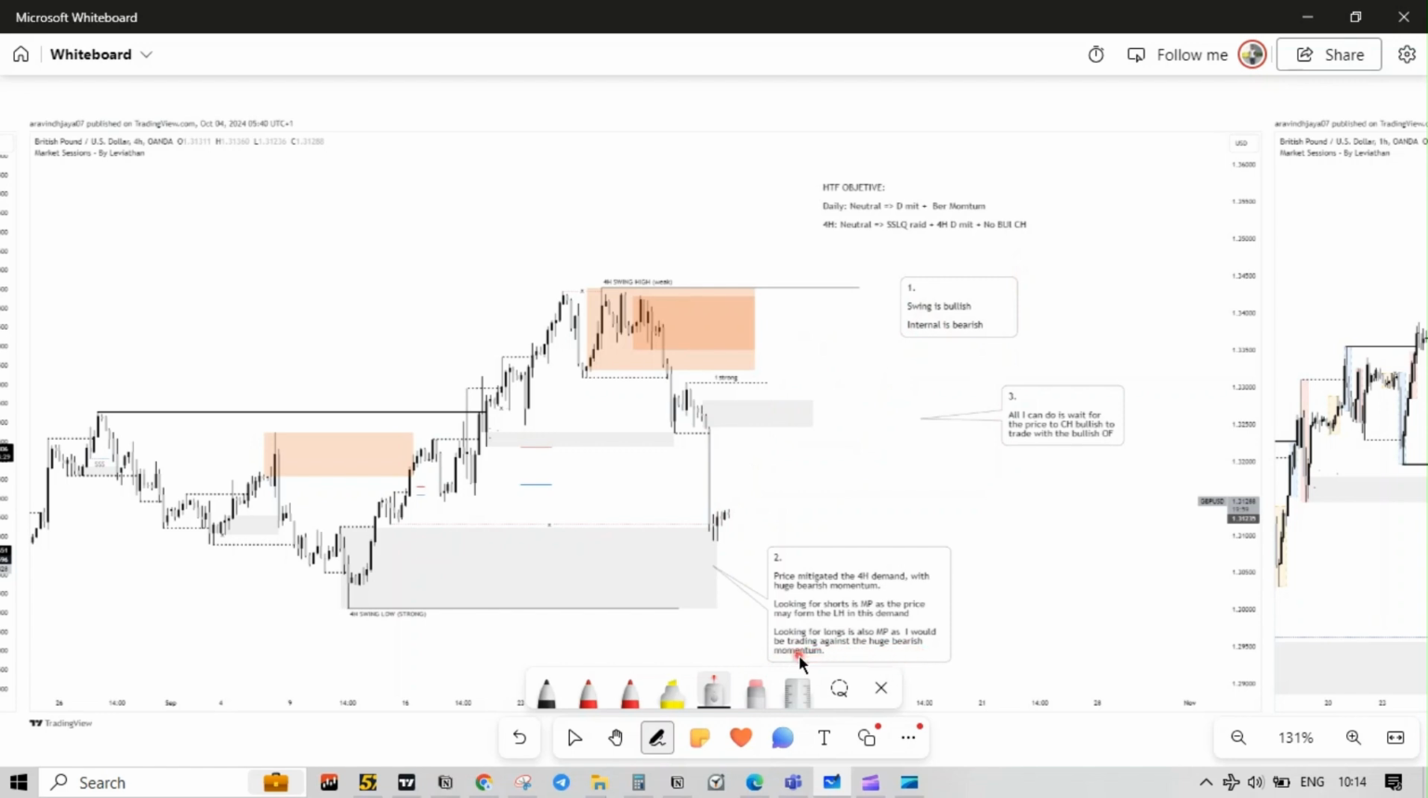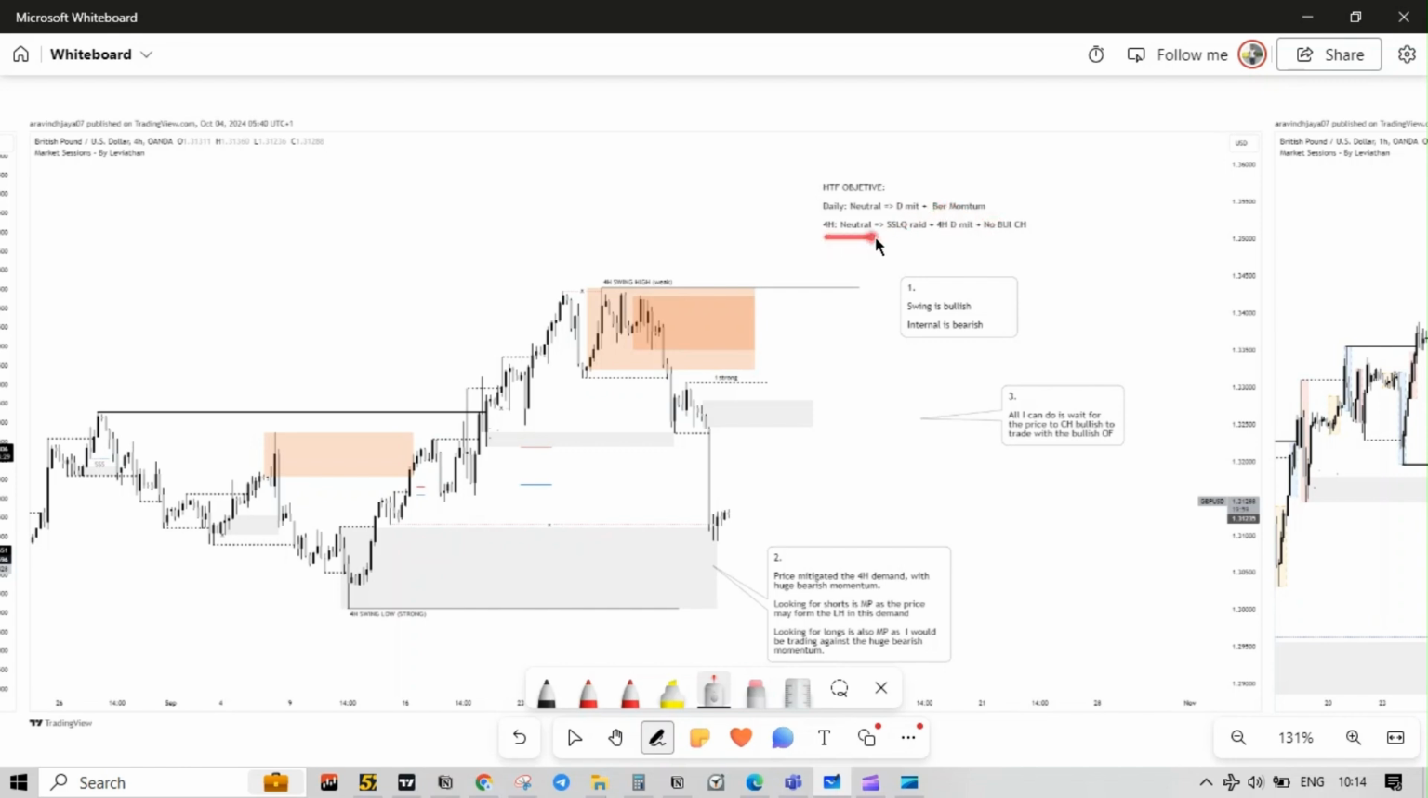So unlike EU, GU conditions are low probability conditions, and you need sufficient confirmations before taking any trades, either longs or shorts, both. So what is the high time frame objective? Both neutral, because of the daily demand mitigation. Once the price mitigates the demand, we can expect a bullish order flow, but there is huge bearish momentum. So it's kind of neutral.